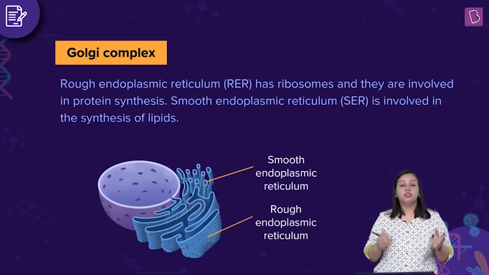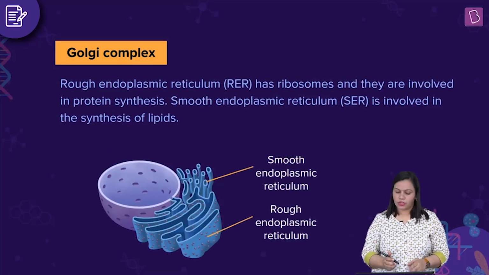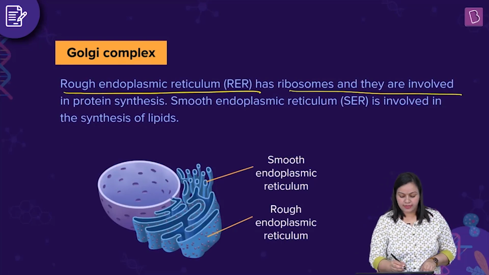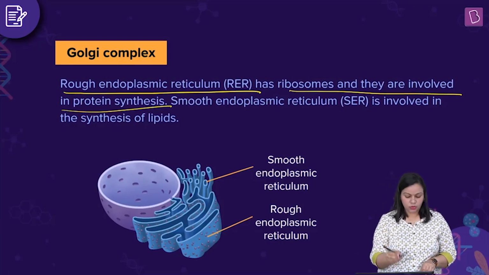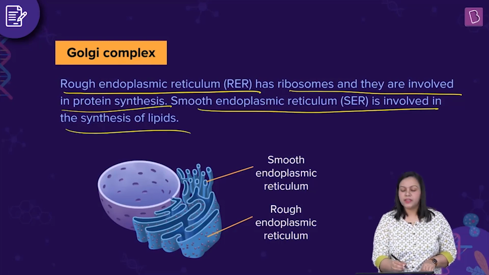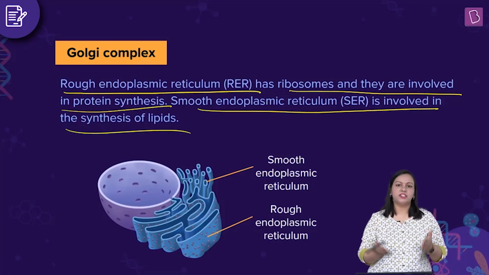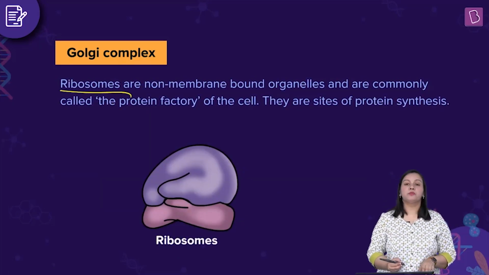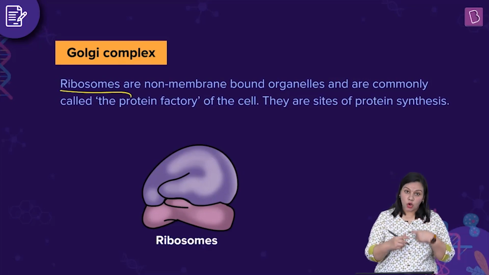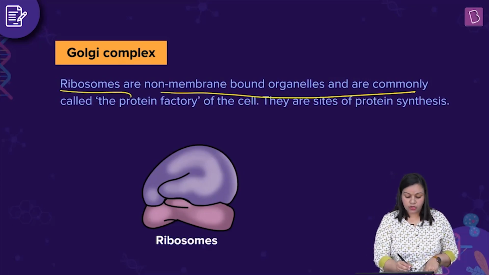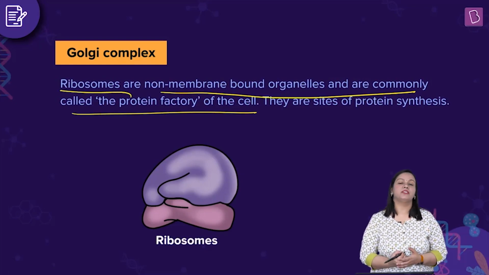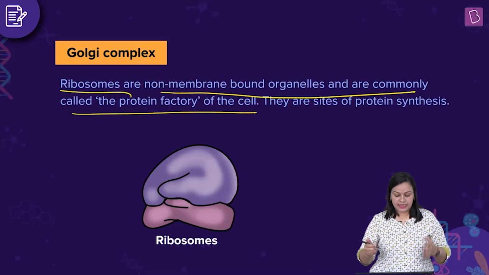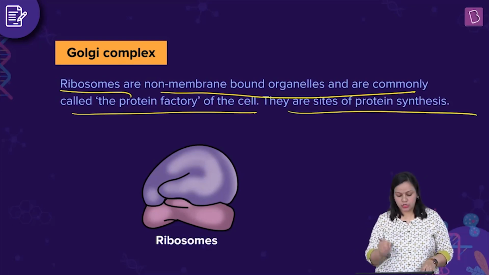All right. Talking about the remaining incorrect options for the question, we had rough endoplasmic reticulum. So RER has ribosomes and they are involved in protein synthesis. We know that already. Smooth endoplasmic reticulum is involved in synthesis of lipids. I specified this point just a while back. Talking about the next option, ribosomes. What are ribosomes? They are the non-membrane bound cell organelles and are commonly called the protein factories of the cell. The reason is that they are responsible for synthesis of proteins in a cell. So they are the sites of protein synthesis.